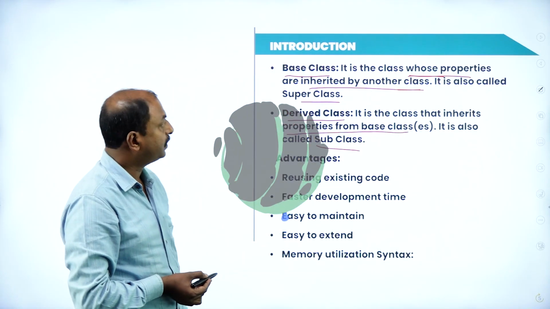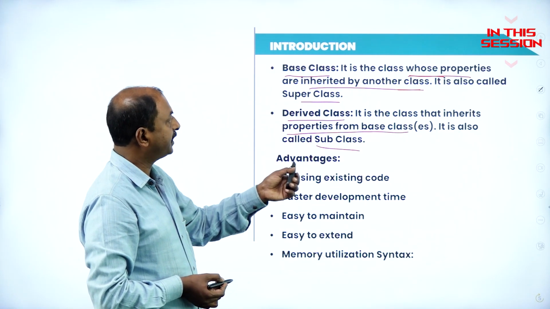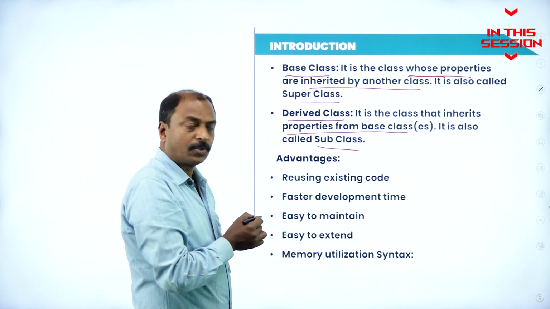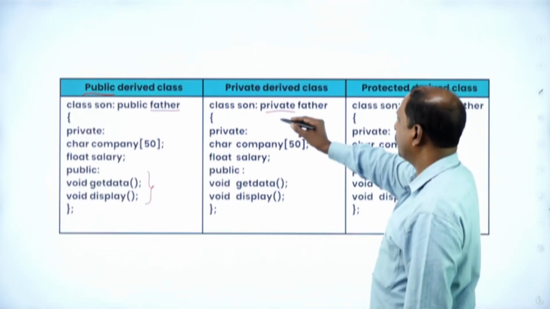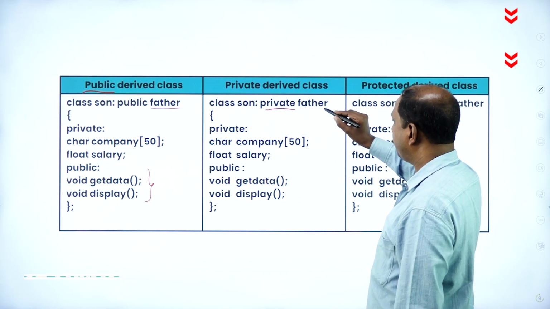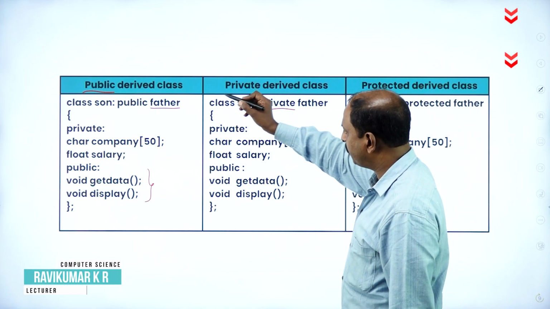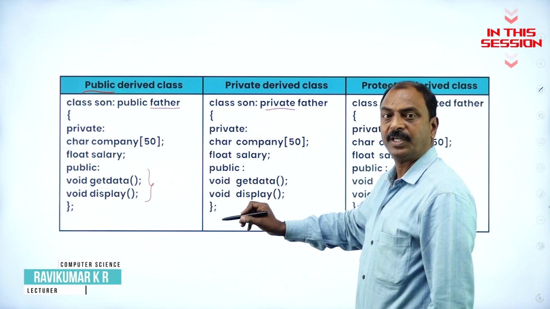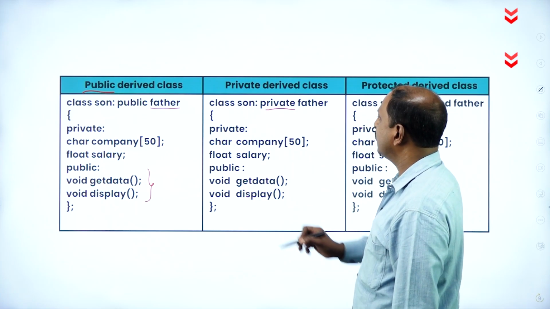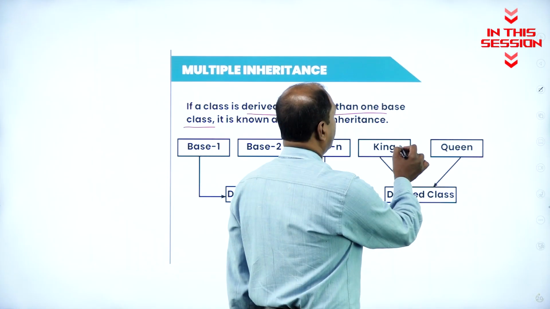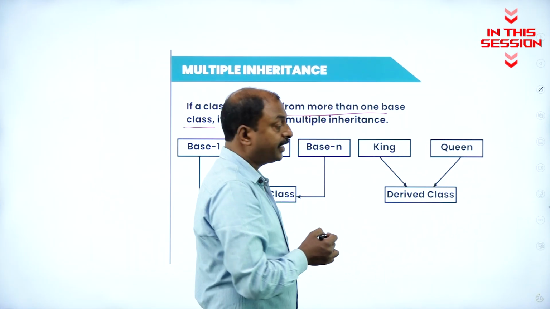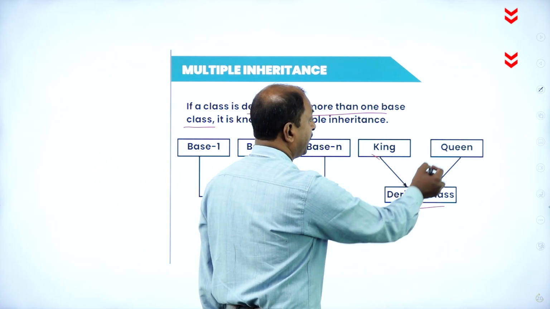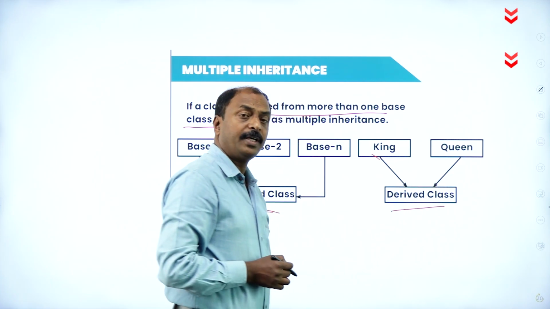There are two classes: the base class and the derived class. The base class is also called the super class, and the derived class is also called the subclass. Private and father, where father is a base class. Then we open the bracket. Inside this we have the data members and member functions of this derived class, son, in this example. King is one class, queen is another class, and this is the derived class. So this is derived from king as well as queen. These are two different classes.